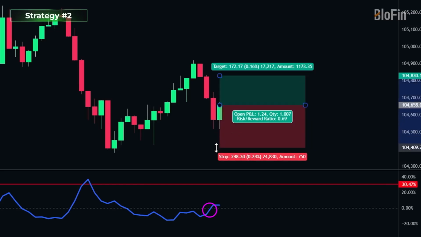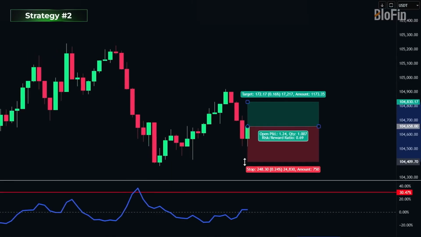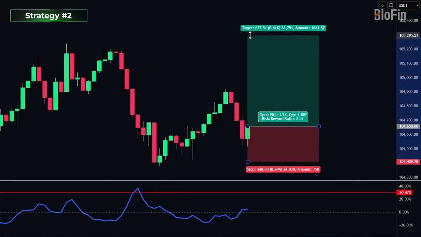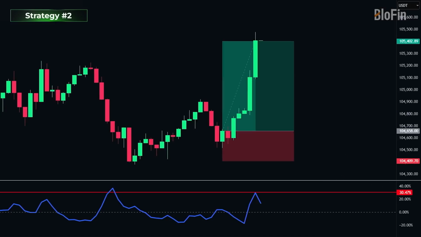Next, place your stop loss just below your entry and make sure to give it enough room to breathe so you don't get stopped out too early. Then, set your take profit at 3 times your risk. Now just let the price run. And as you can see, price reverses and hits our profit target.